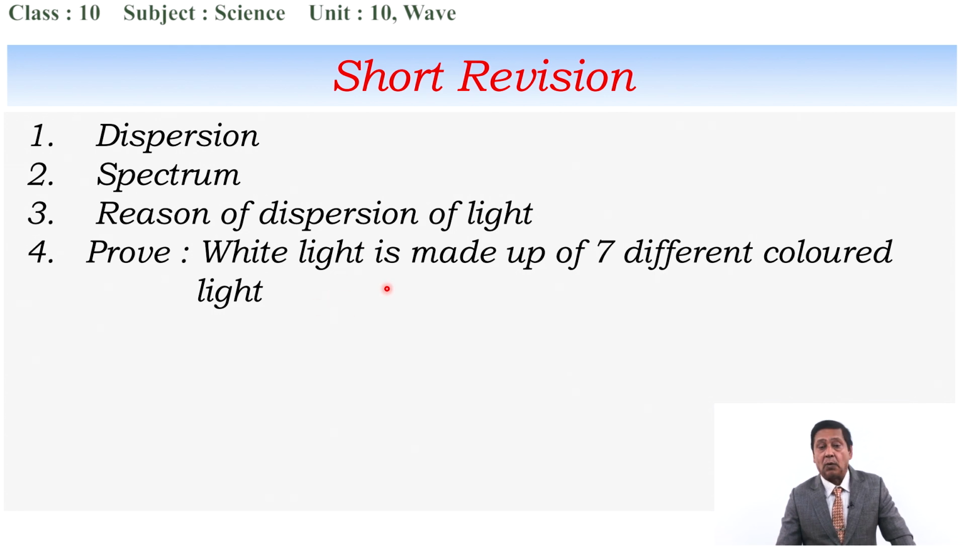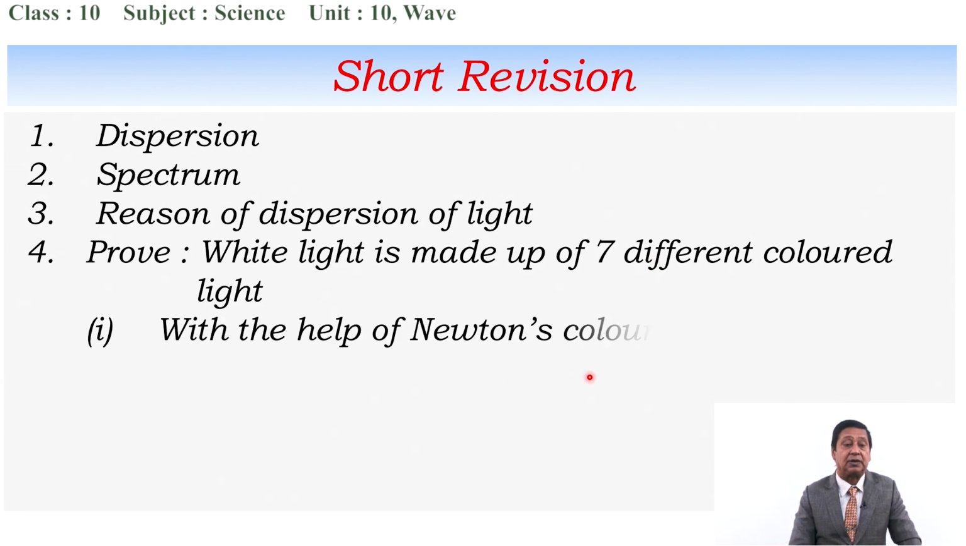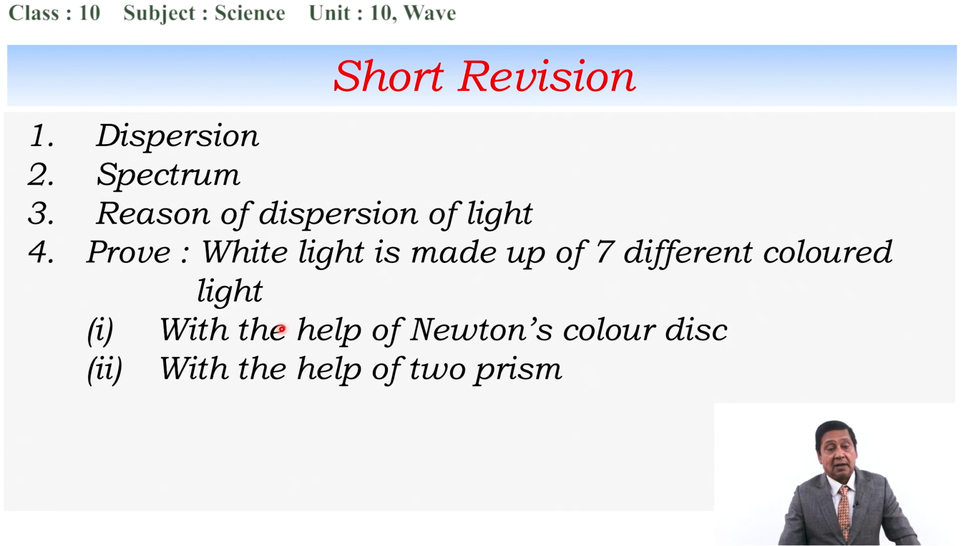And we proved white light is made up of 7 different colored lights in 2 different ways. One is with the help of Newton's color disc. Rotating Newton's color disc, the appearance of the disc was found white. It means the total effect of 7 different colored lights is white. It proves white light is made up of 7 different colored lights. And second, with the help of 2 prisms also, we can prove this. When it enters one prism, it splits up into 7 different colored lights. Again, when it comes out and enters another prism, they recombine to form white light. It proves that white light contains 7 different colored lights.